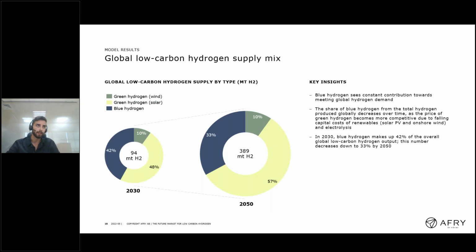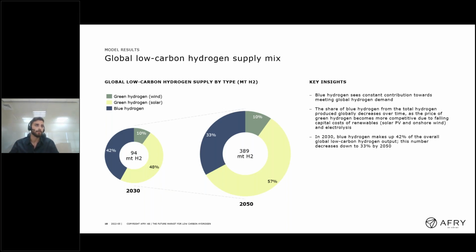Looking more into detail at how the global low carbon hydrogen supply mix evolves over time. First of all, we can see that the share of blue hydrogen decreases between 2030 and 2050, but still makes up around 1/3 of the global hydrogen supply mix. This is due to the fact that even by 2050, blue hydrogen remains competitive, remains economical to produce, and therefore proves to be essential in meeting global hydrogen demand at a low price.